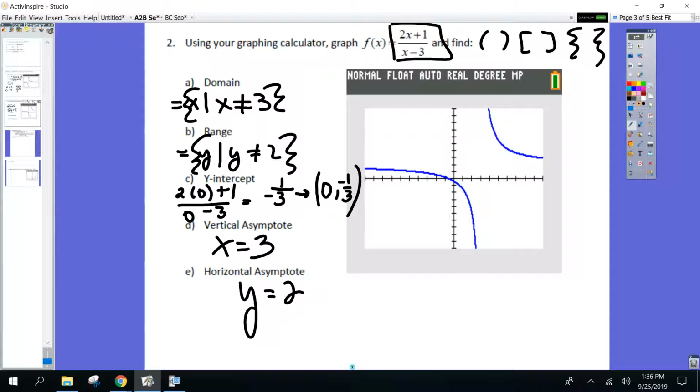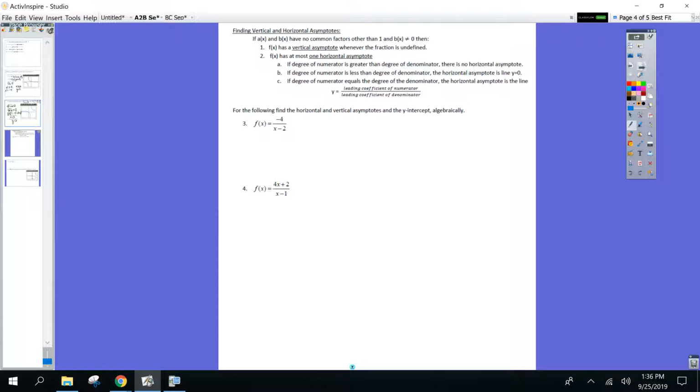Questions? Because now no more calculators. I don't want to look at the graphs anymore. I want to do this all algebraically. No calculator work. The only thing you can use your calculator for is to crunch numbers. I don't want you to graph, and I want you to see how easy this is.